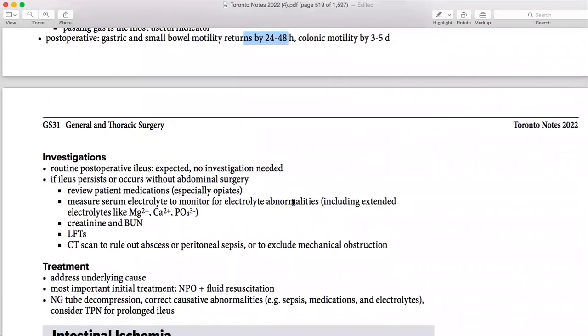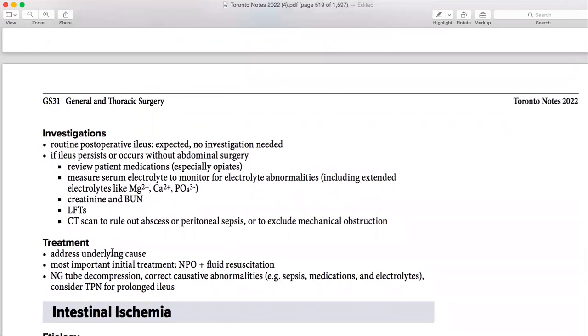Investigation, you don't need to do any investigations because this is related to some surgery. You need to know the diagnosis. On the basis of the diagnosis, the investigations are going to change. So you need to know basically what the diagnosis is and how they are presenting it. If ileus persists and occurs after abdominal surgery, review patient medications, maybe taking opioids, and check electrolytes, so magnesium, calcium, phosphate, creatinine, BUN, and LFTs. So you have to treat the underlying cause. The potassium treatment will help you.